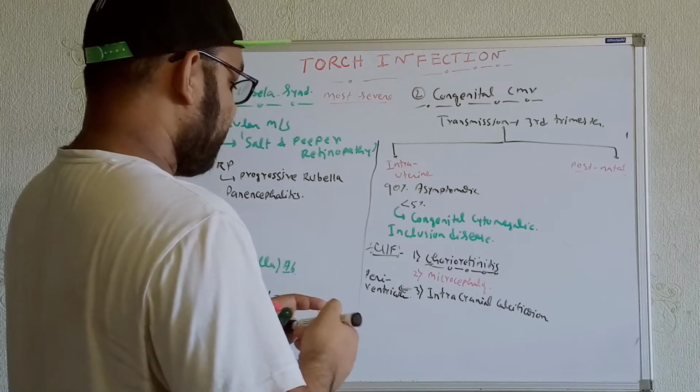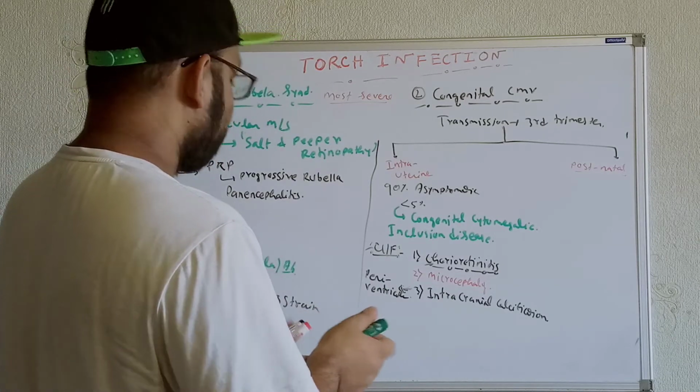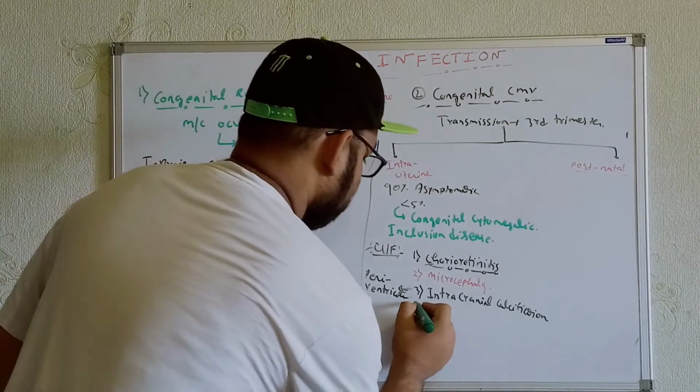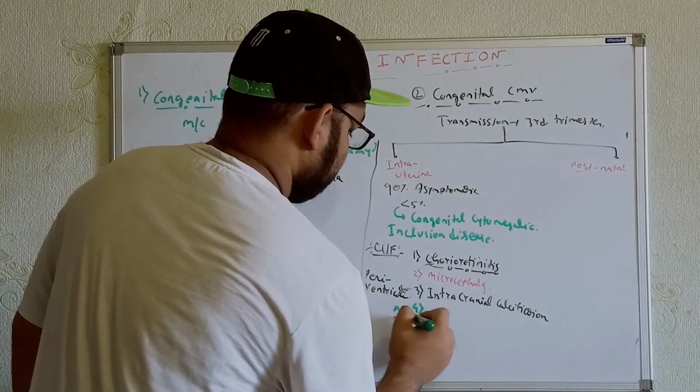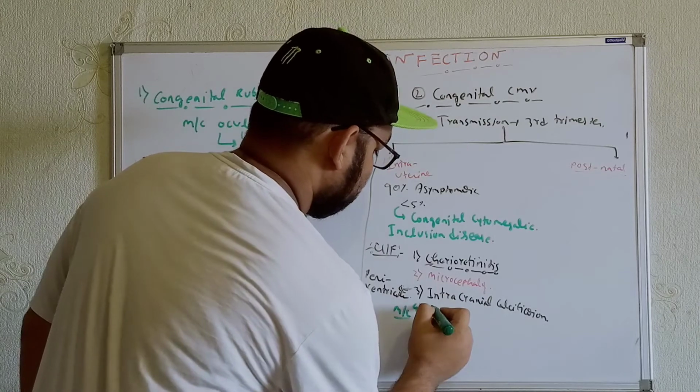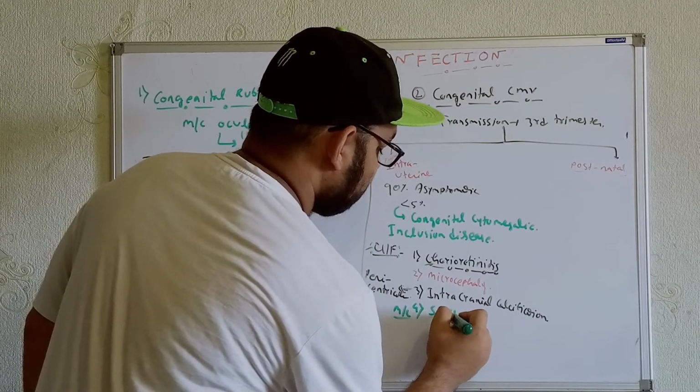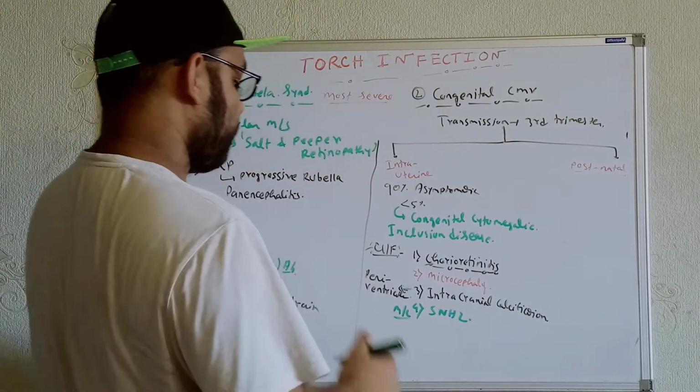Now here you can also see deafness, just like in congenital rubella. Here you can also write it just like this. The most common symptom is sensorineural hearing loss. This type of problem we can see over here also.